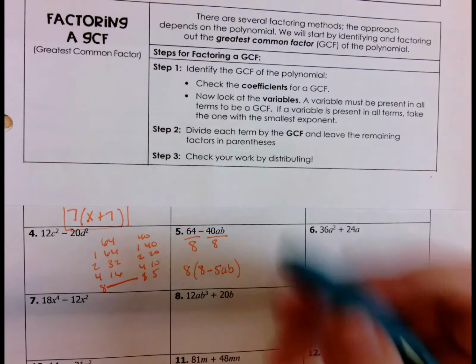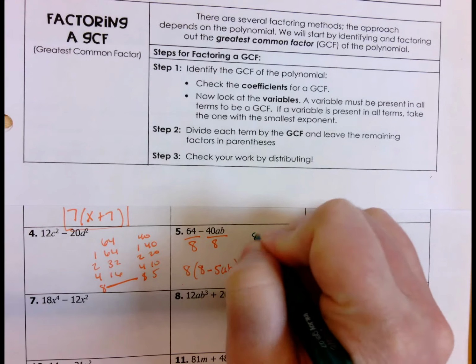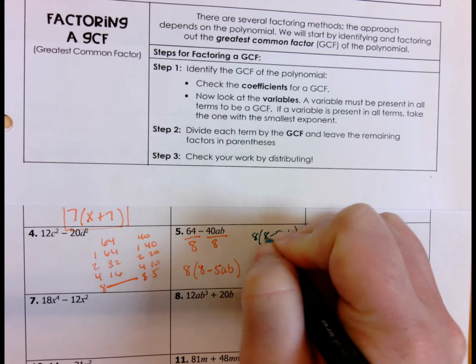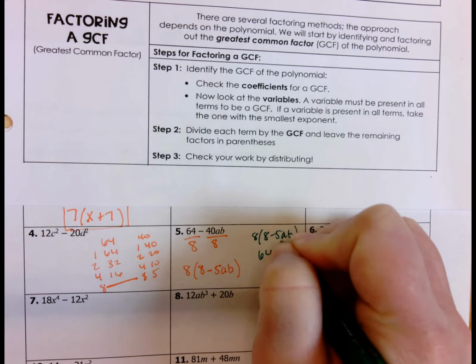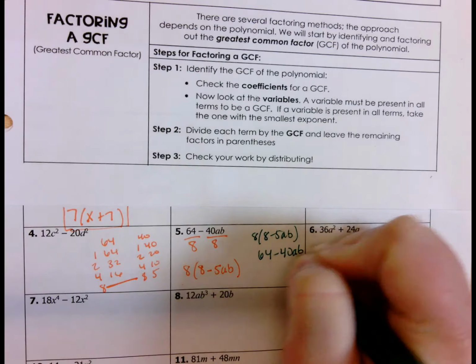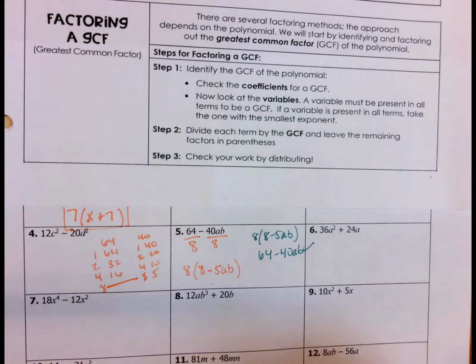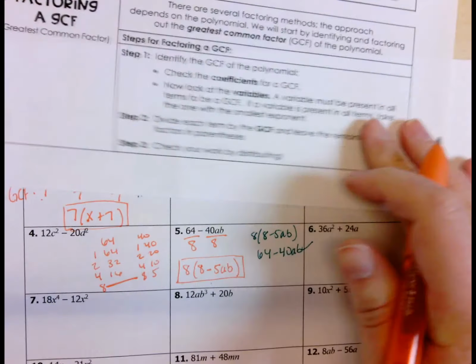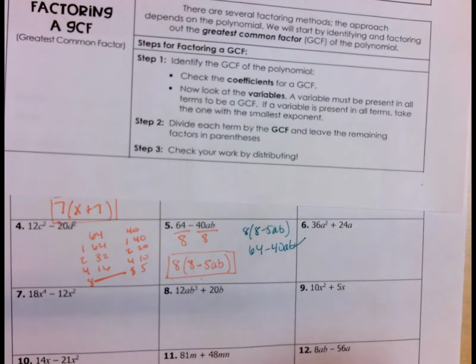That's going to be our greatest common factor and the second factor. And so we just check ourselves. We do 8 minus 5AB, and we multiply it. 8 times 8 is 64, 8 times negative 5AB is negative 40AB. And that's what I started with. So this is our final answer. All right, a couple more examples.